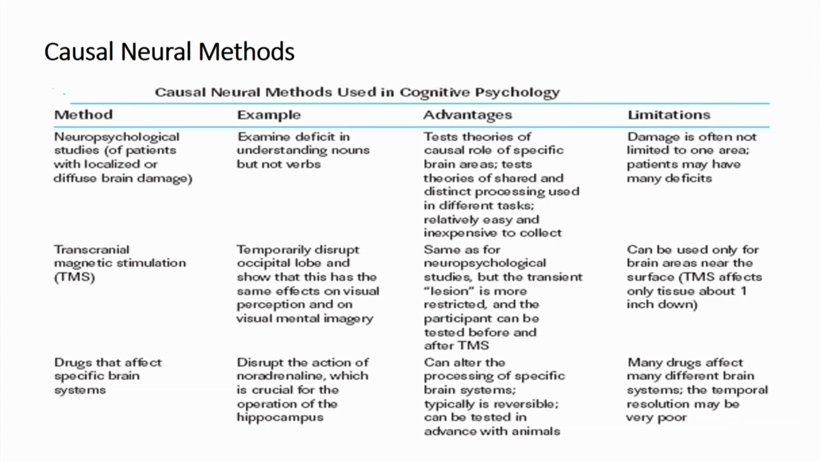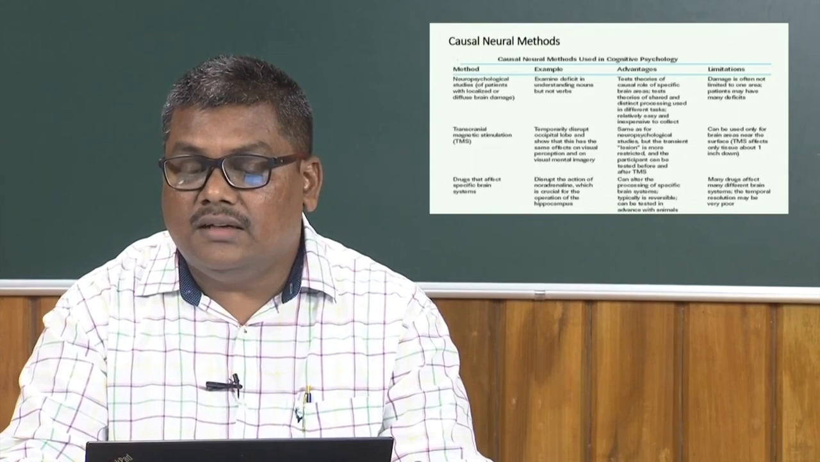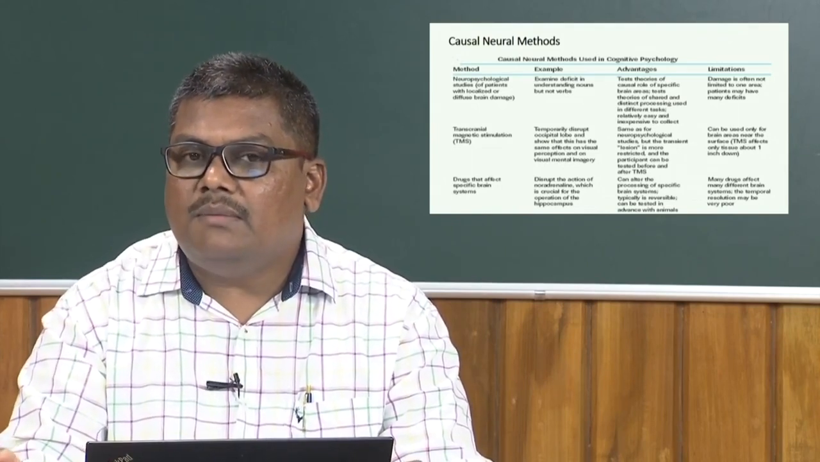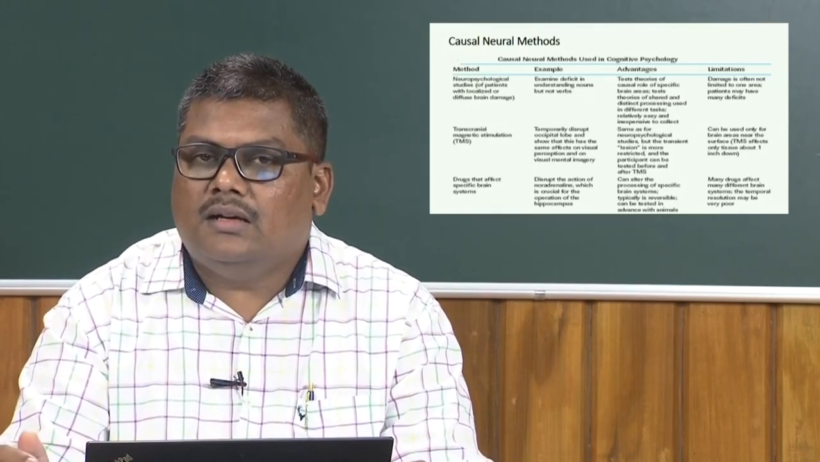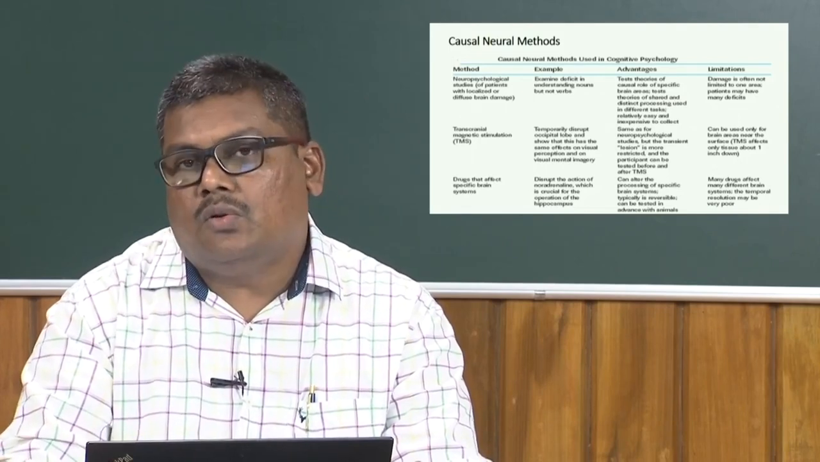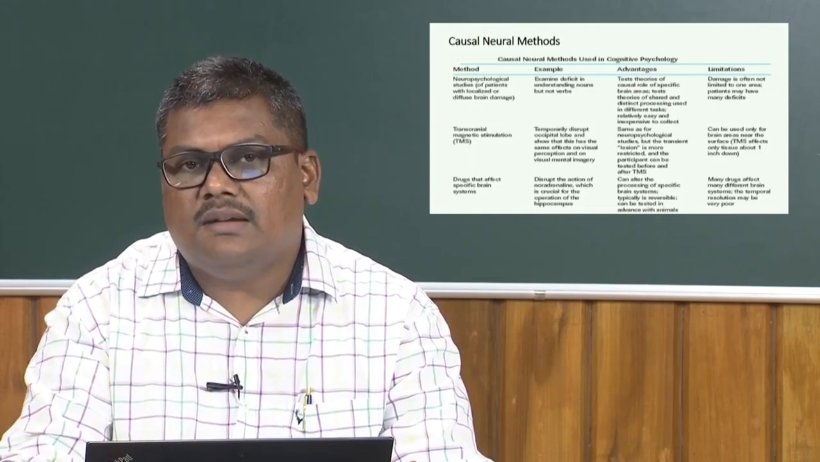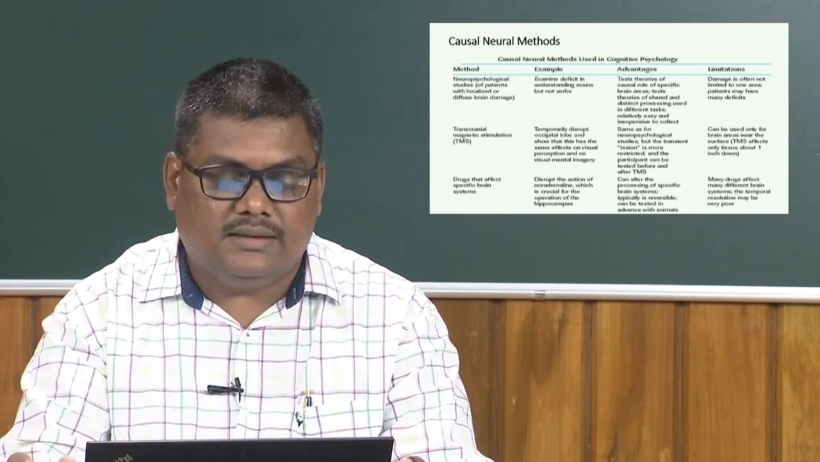The limitation is we do not find too many people who have damaged areas, and so the idea is it is very difficult to find people with damaged areas. Also, when damage to a particular area is there, there will be related areas which might be affected by the damage. So, it is very difficult to localize whether this damage is to this area, or whether the damaged brain area also has any relation with other areas.